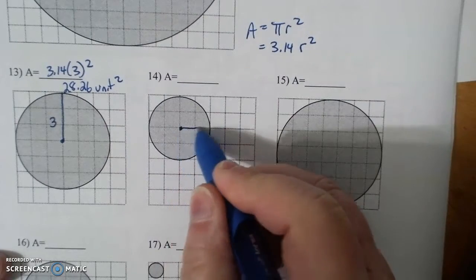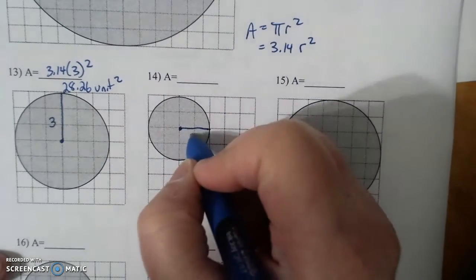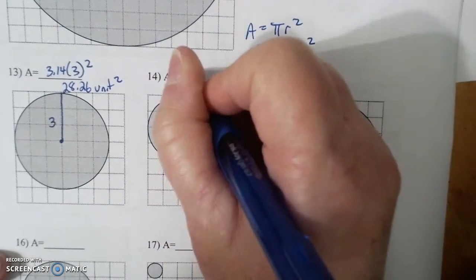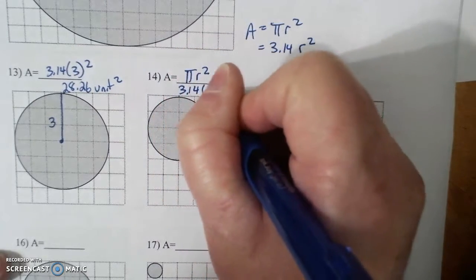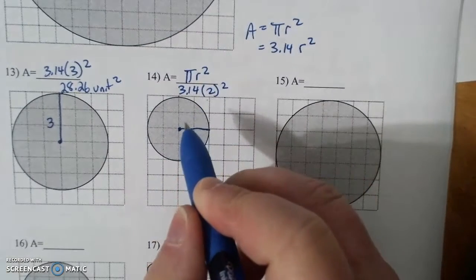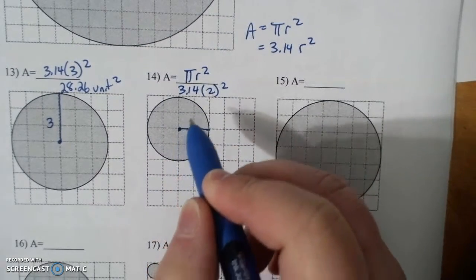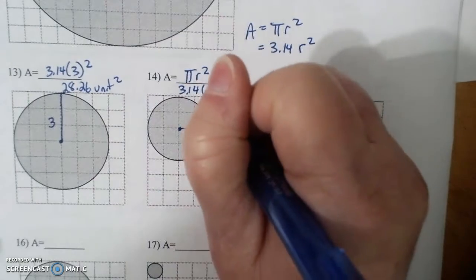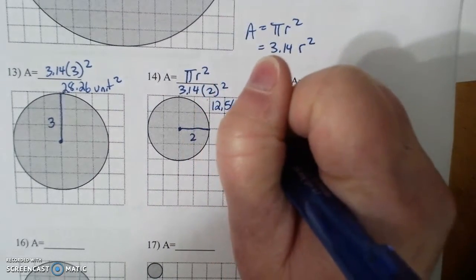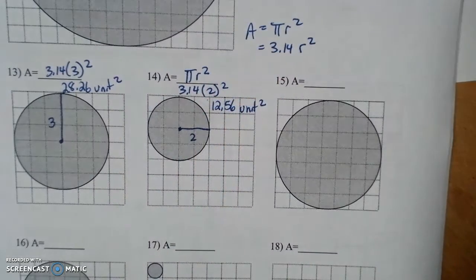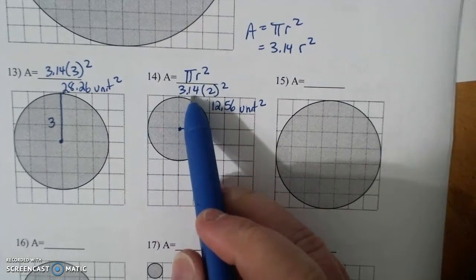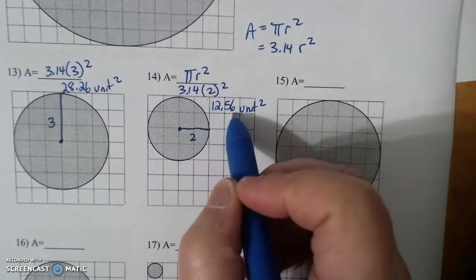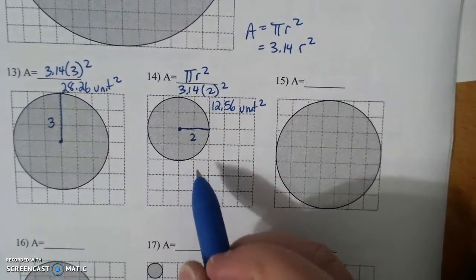From the center to the side is a radius. That's 2. Pi r squared, 3.14 times 2 squared, that's 4. 4 times 3.14 is 12.56 unit squared. Now, let's talk about this is not an exact measurement because pi is not an exact number. It's an irrational number.